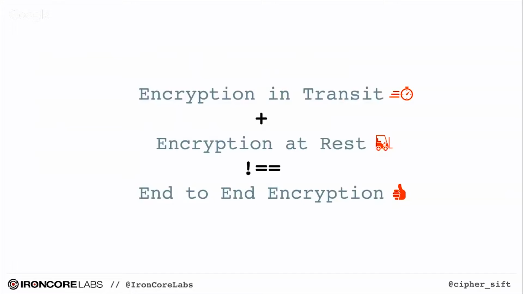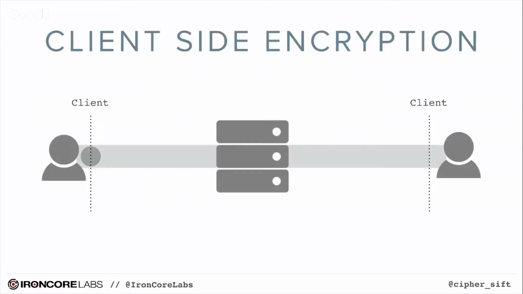But both of those two types of encryption together is not the same as end-to-end encryption. End-to-end encryption is that data should be encrypted from the point of origin to the point of use. Okay? So it looks like this. We encrypt data on our application level. Then while it's in transit, it's encrypted.